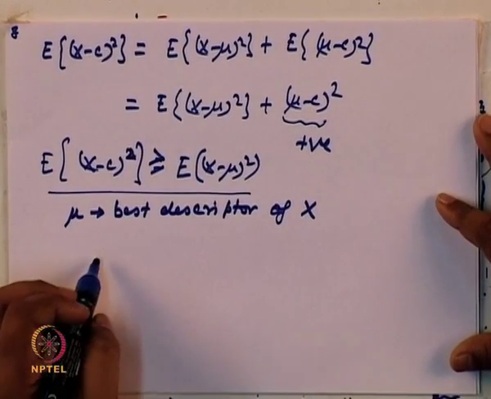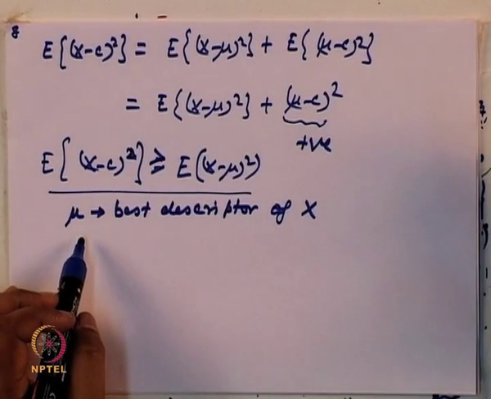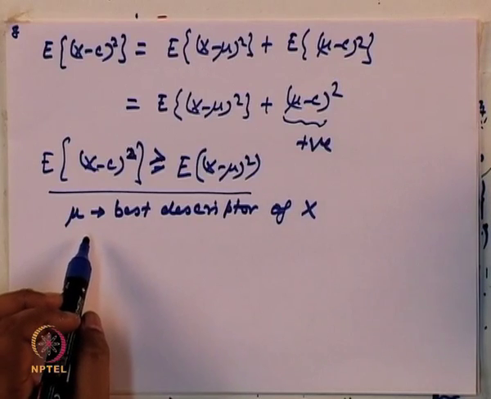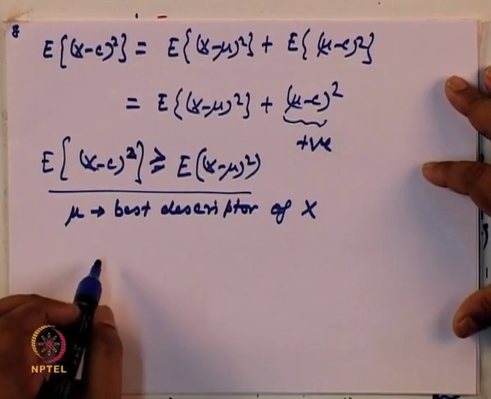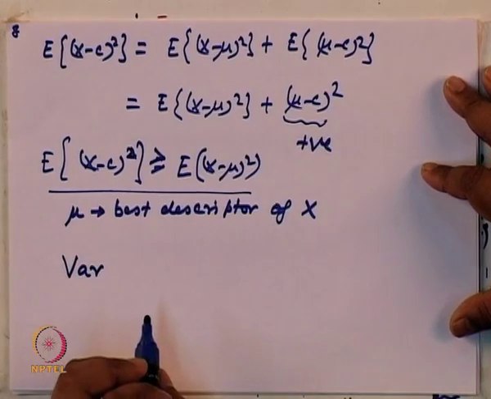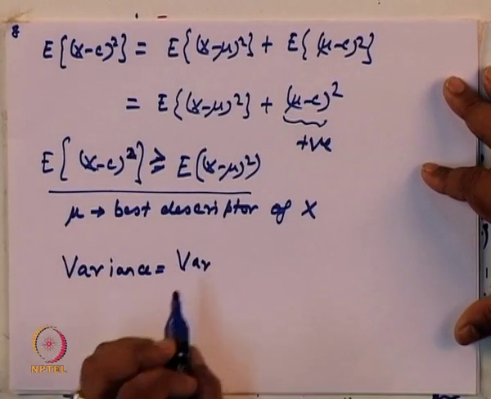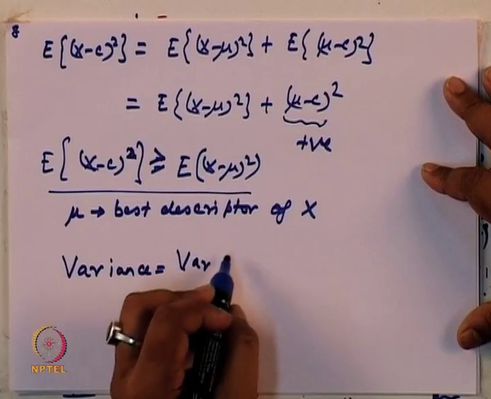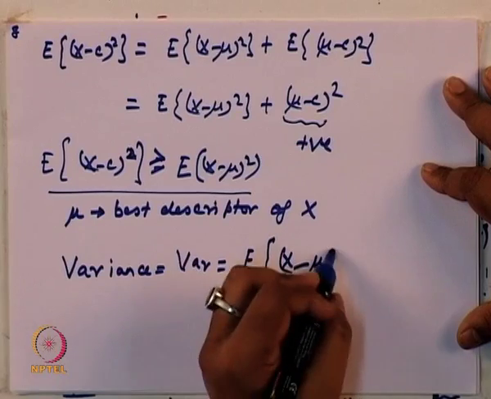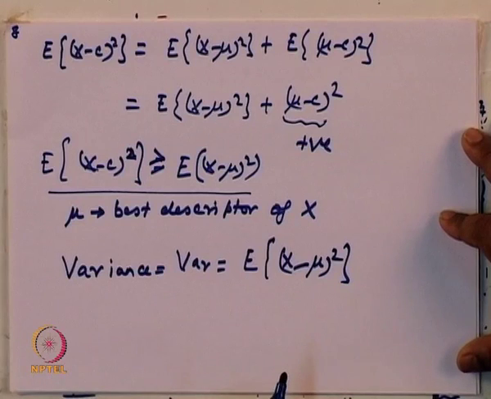This is why the average is taken as such a standard metric for defining the population or the sample. So, while we have defined this, we can also define variance. Variance is defined as expectation of... So, variance is nothing but expectation of (x minus mu) whole square.